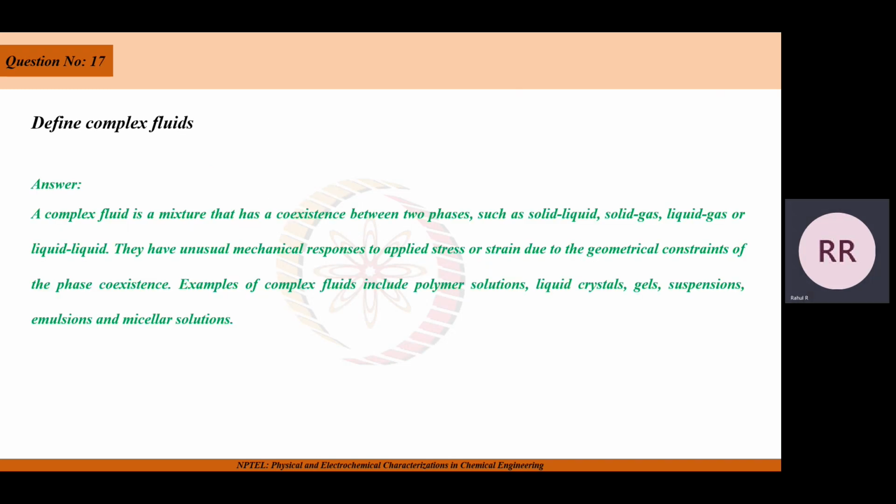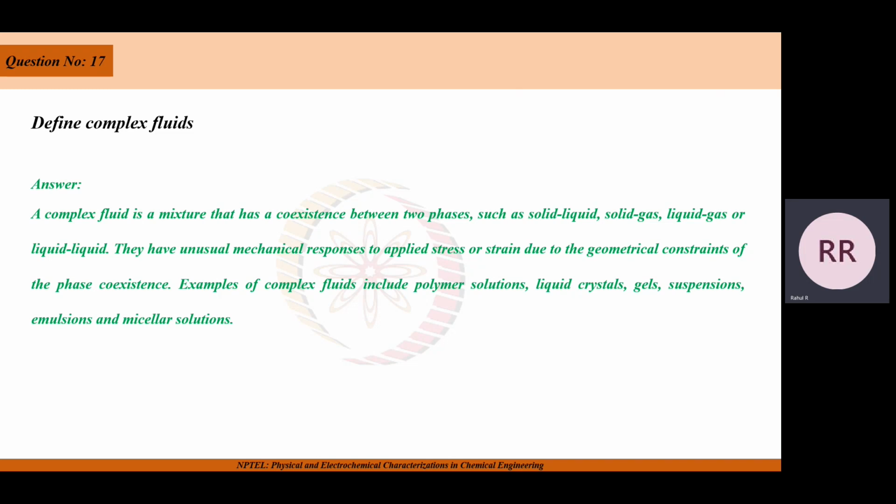Yeah, the answer is already given here. So the next question is: define complex fluid. Since the answer is already given here, let's not waste time. A complex fluid is a mixture that has a coexistence between two phases, such as solid-liquid, solid-gas, liquid-gas, or liquid-liquid. They have an unusual mechanical response to applied stress or strain due to the geometrical constraints of the phase coexistence. Some examples of complex fluids include polymer solutions, liquid crystals, gels, suspensions, emulsions, and micellar solutions. Basically, a complex fluid is a mixture of two or more fluids.